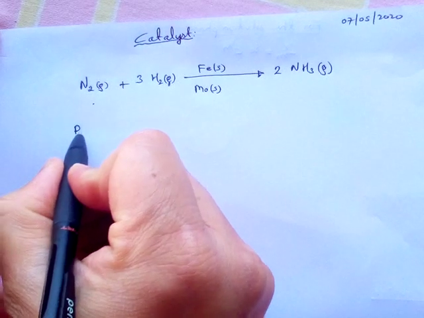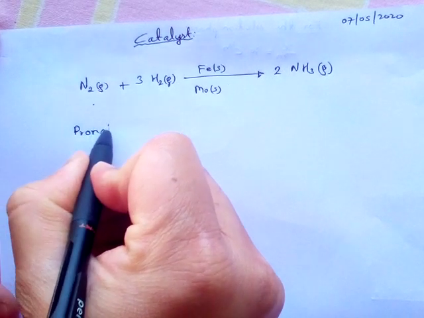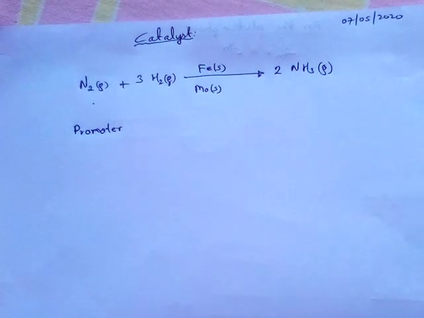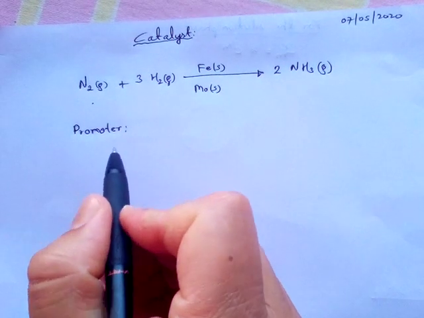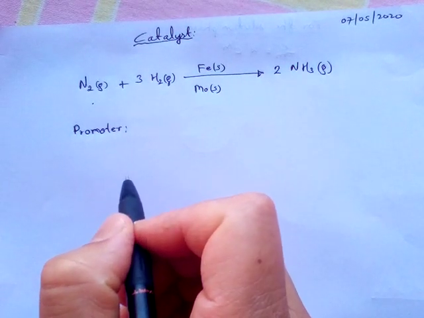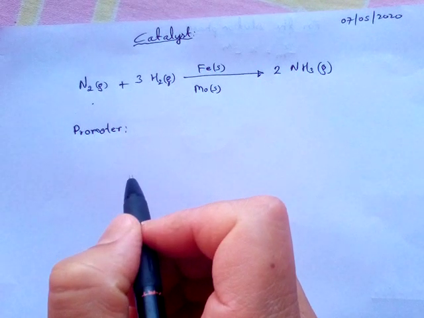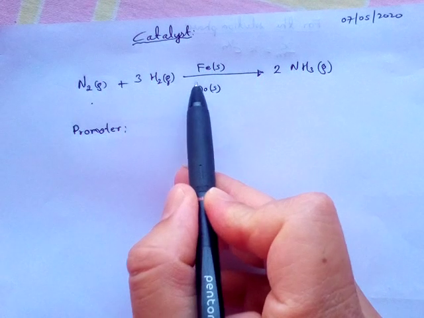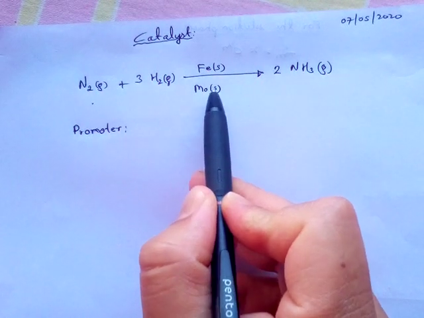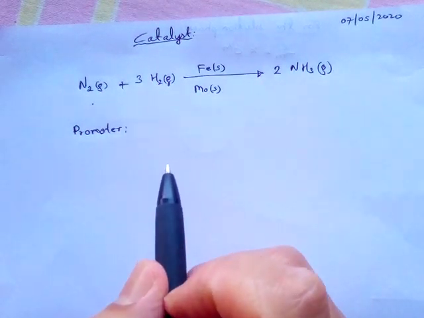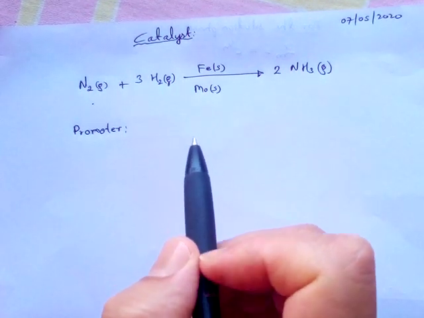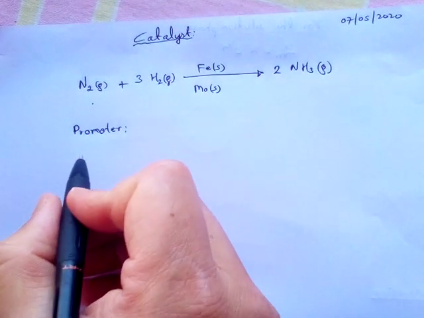Now what is a promoter? A promoter is a substance that enhances or increases the activity of the catalyst. So this molybdenum increases the activity of the catalyst. So molybdenum is a promoter. In this reaction, another important factor is poison.